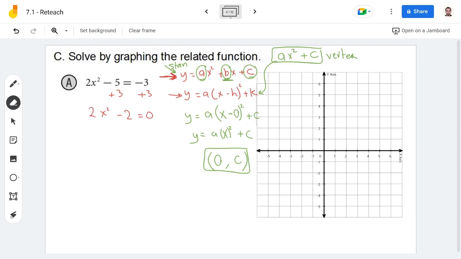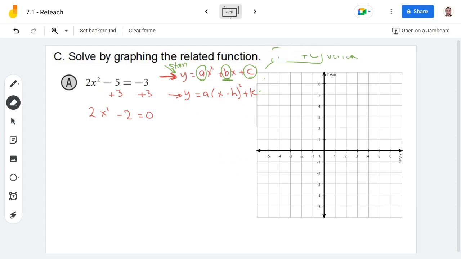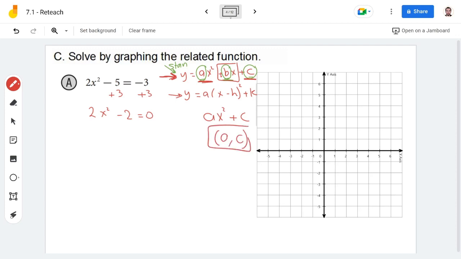Okay, let me just do it in a different way. Let me erase this. So now just always keep in your mind, when you don't have this part, which is b, it remains ax squared plus c. So just keep it in your mind: ax squared plus c means h is 0, k is the c. Always keep it in your mind. So what's h and k here? What's h and k?